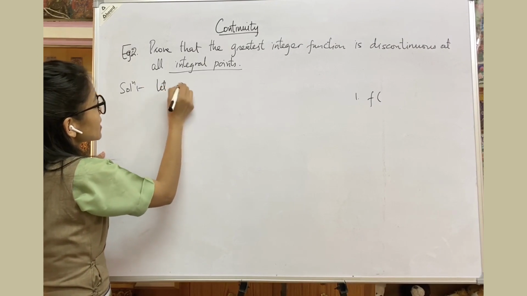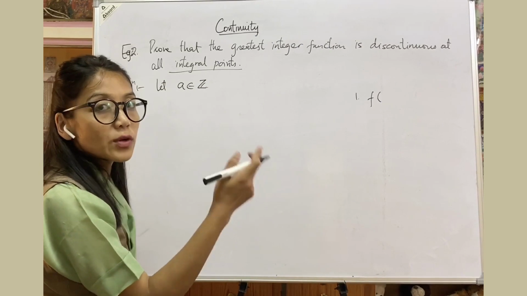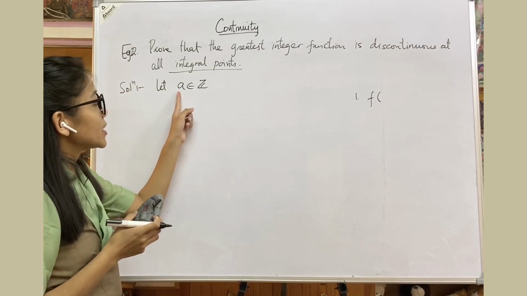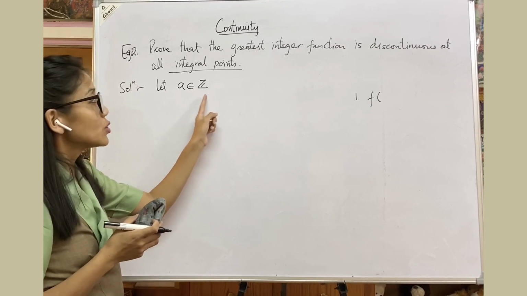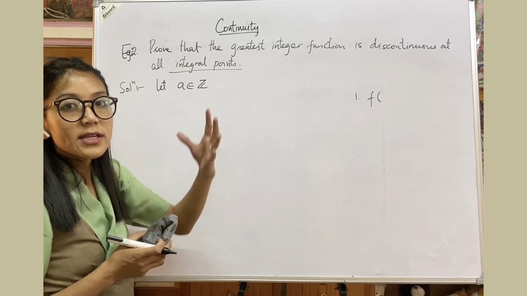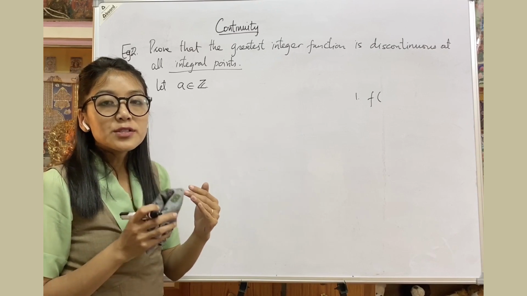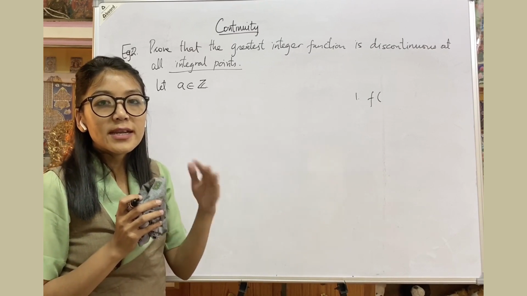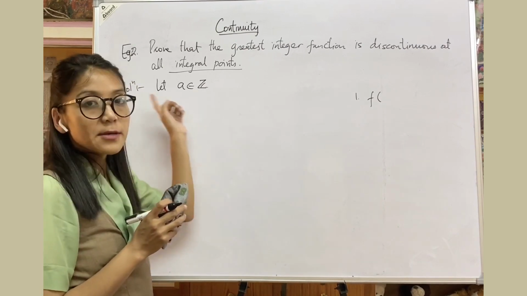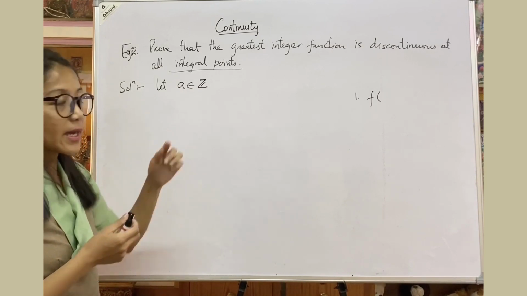So first of all I will write: let a belong to the integers. Now this a can be 0, 1, 2, 3, 4, -1, -2, -3, and so on. So you will take a variable integer. Now we will show that this function is discontinuous at a, which means it is discontinuous at all integral points. Why am I doing this? Because it is not possible for us to show one by one that the function is discontinuous at all integral points. So therefore I'm making this substitution, taking the variable a for the integer.